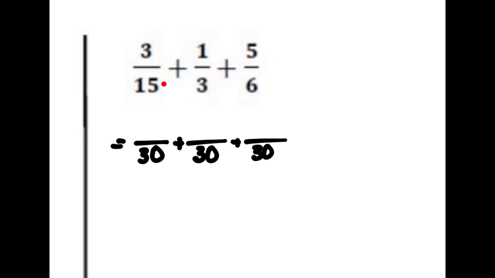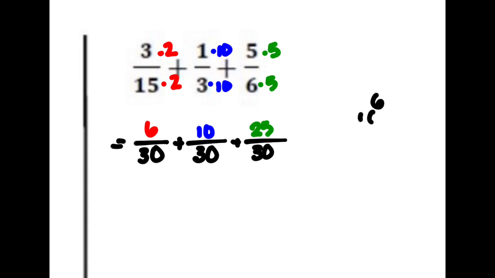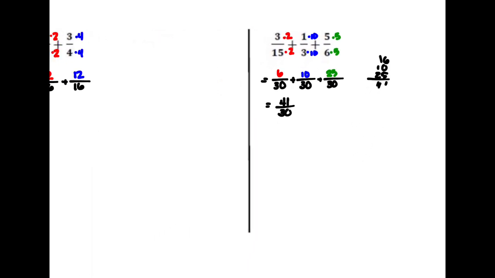So the first one I times by 2, top and bottom, and I get 6. Second one I times by 10, top and bottom, and I get 10. Third one I times by 5, top and bottom, and I get 25. 6 plus 10 plus 25 is 41. So my final answer is 41 over 30. And you can leave it because you can't simplify it anymore.